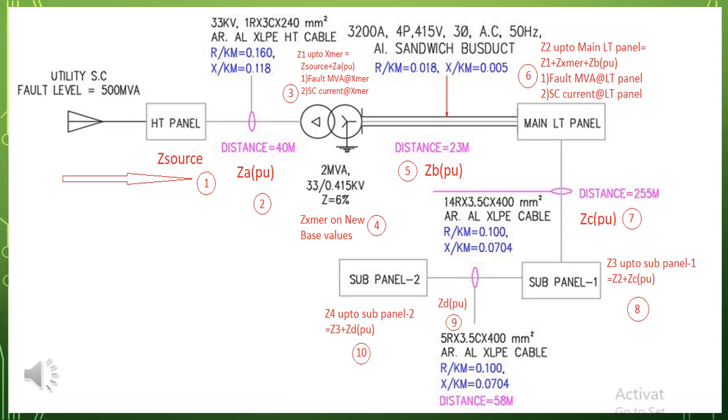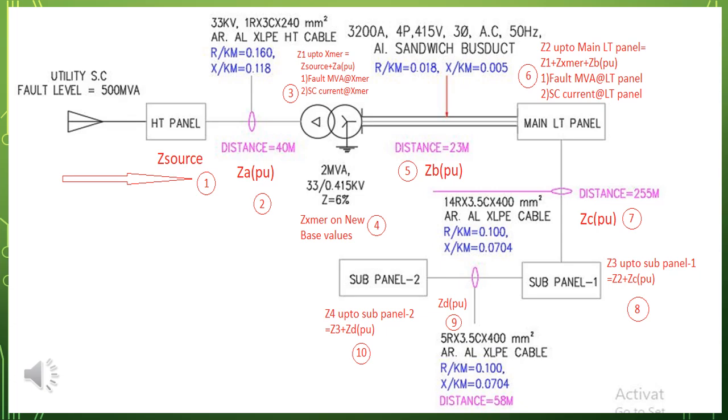First, we will determine the source impedance, followed by the per unit impedance ZA between the HT panel and the transformer. The total impedance Z1 at the transformer will be the sum of the source impedance and the impedance ZA between the HT panel and the transformer. After calculating the impedance at the transformer, we can derive the fault MVA and short circuit current at the transformer.